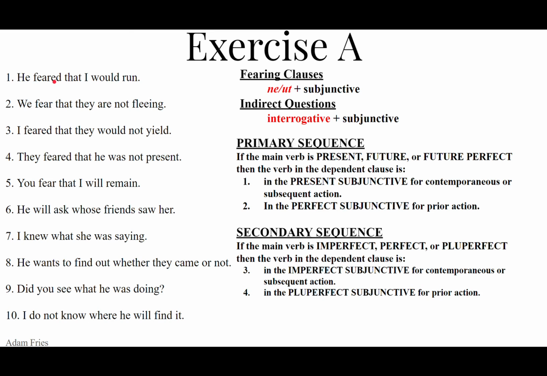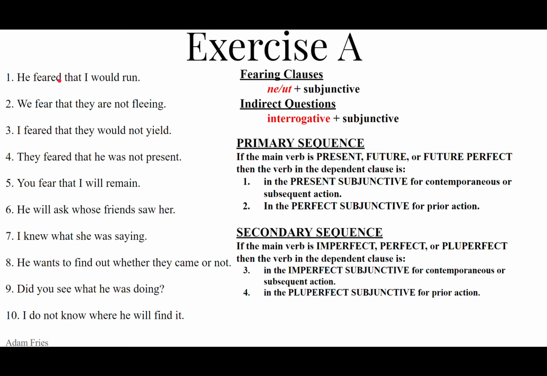What did he fear? Well, we have a noun clause, a substantive clause, that I would run. When does this action of running happen in relationship to the main verb? We know the main verb is secondary sequence. It has to be, it's perfect tense. So are we going to use the imperfect subjunctive? Is this action contemporaneous or subsequent? Or is this action prior? The prior action would be, he feared that I had run. I had already done the thing. It's not. He feared that I would do this, contemporaneously. It could even be subsequently, but it's definitely this one. We definitely want the imperfect subjunctive here.